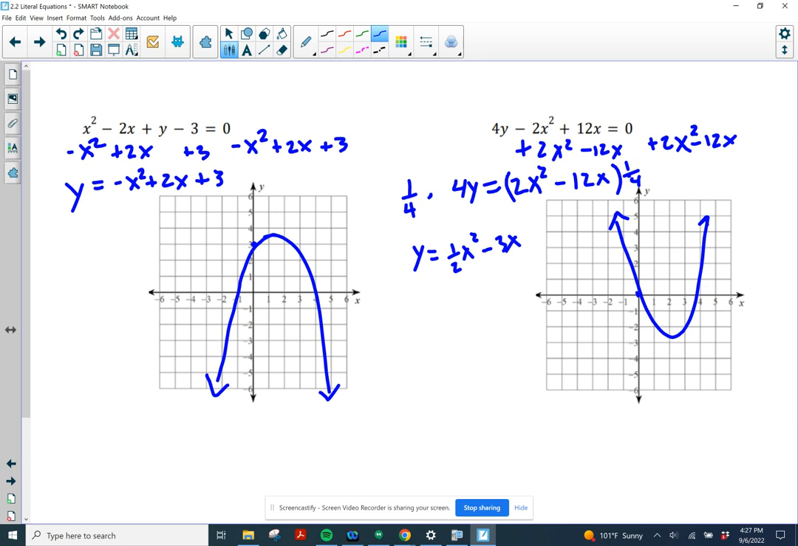So what we notice, the first four were lines, but the last two are these U shapes, and that's what we're going to be studying this year. These guys are called parabolas, and we're going to graph lots of them this year. And that's the end of our video.